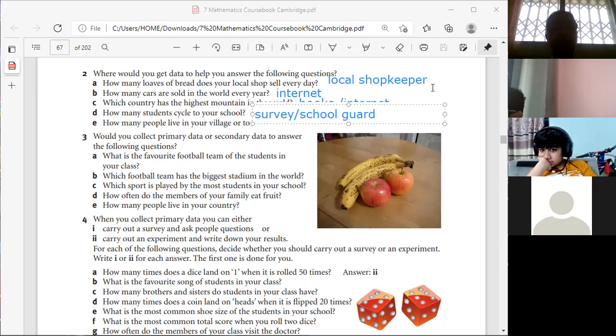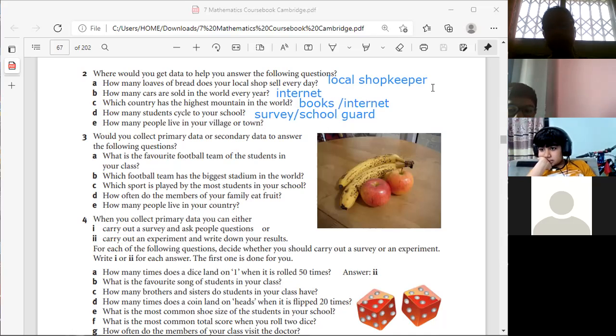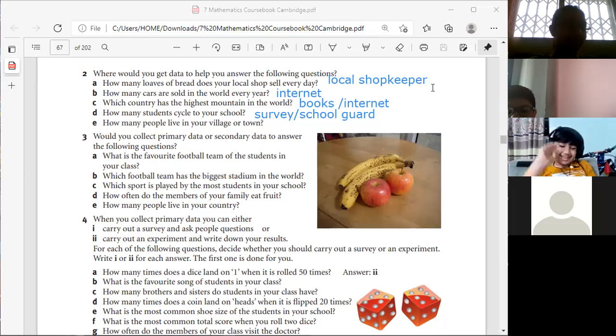Okay. How many people live in your village or town? From where will you get the data? Everyone. No. Just go to everyone's house, count how many people live. Ma'am, you can look at the internet survey. Internet, or we have other places also from where you can get. What are those places called?